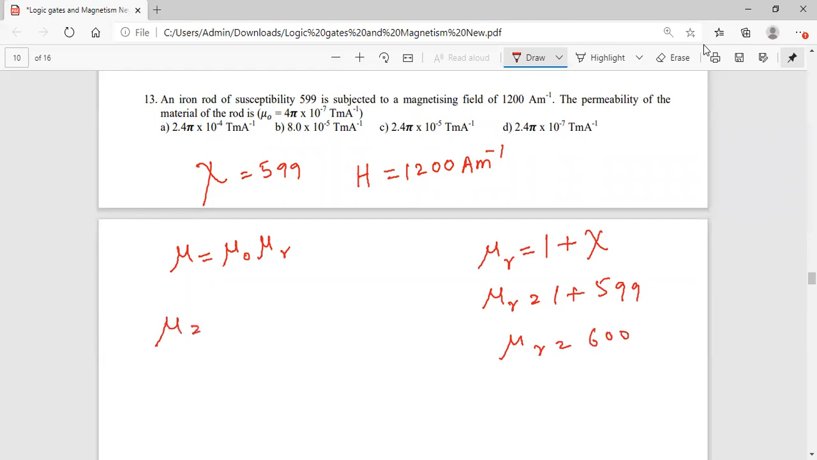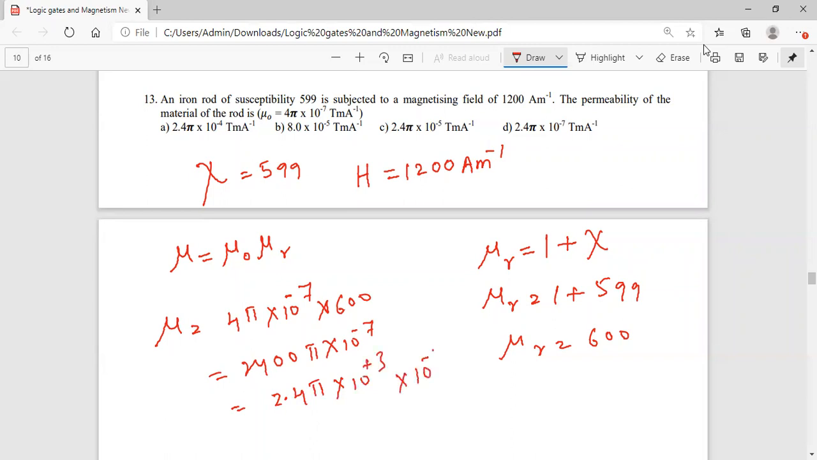Hence, mu is equal to 4 pi into 10 power minus 7 into 600, that is 24,000 pi into 10 power minus 7. If I take it as a fraction, it's 2.4 pi into 10 power plus 4 into 10 power minus 7. That gives 2.4 pi into 10 to the power of minus 4.